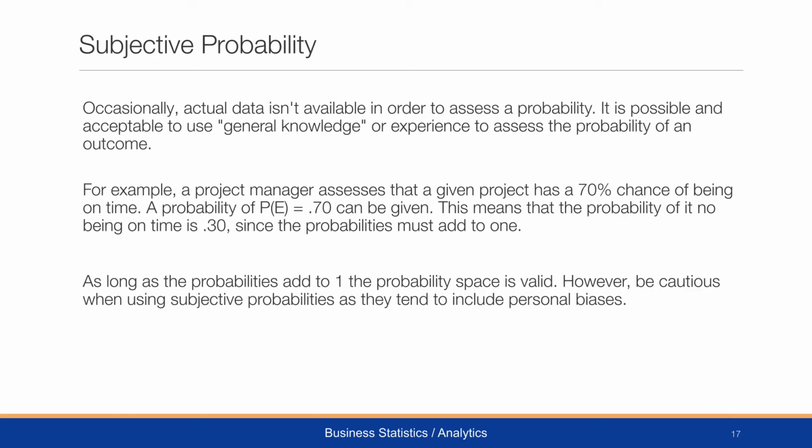We have the concept of a subjective probability because occasionally data is not available. We don't have something that's marked off. But we can use an acceptable gauge for a probability and use some general knowledge or experience to assess the probability of an outcome. For example, a project manager assesses that a given project has a 70% chance of being on time. We could therefore assess that the probability of E, that is, the probability of being on time, is 0.70, meaning that the probability of it not being on time is 0.30, since the probabilities must add to 1. And as long as these probabilities add to 1, the probability space is valid.